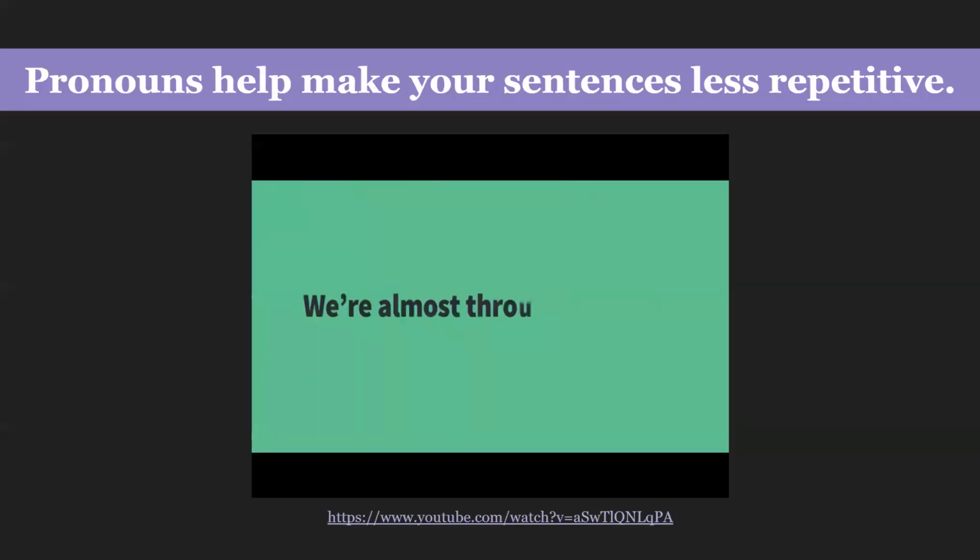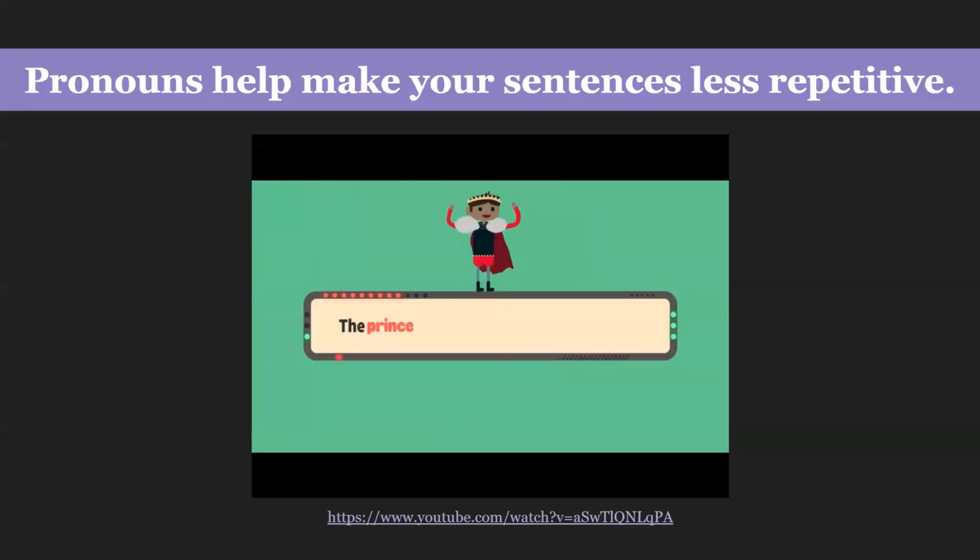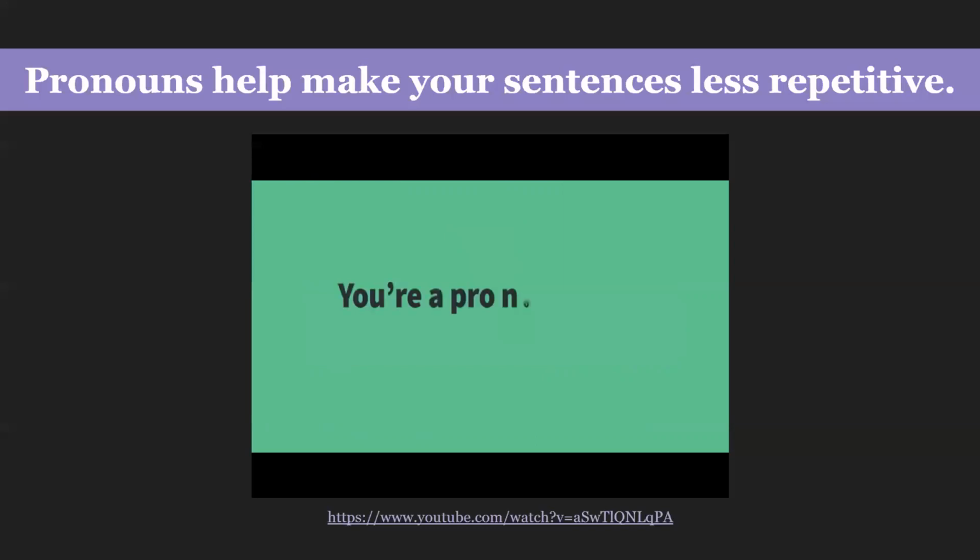We're almost through. But wait, here's another example with a mistake. The prince thinks that their crown is great. That sounds okay. Nah. But wait, there is plural, but the prince is singular. They have to agree in number. I'm not kidding ya. So the prince thinks his crown is great. Yes, you're a pro at the pronoun game.